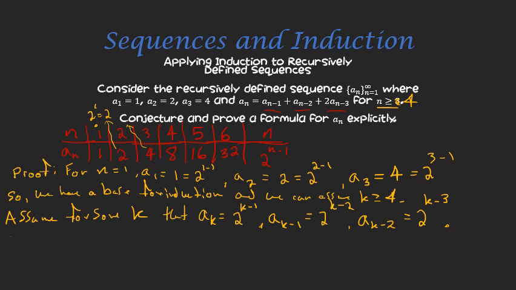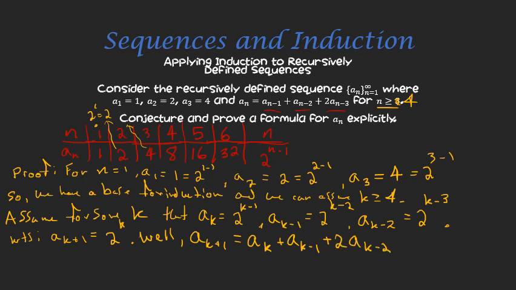And what do we want to show? We want to show that a sub k plus 1, which is 2 to the k plus 1 minus 1, is 2 to the k. Well, a sub k plus 1, using the recursive definition, is a sub k plus a sub k minus 1 plus 2 times a sub k minus 2. And now we get to use our induction hypothesis that the formula holds for those.